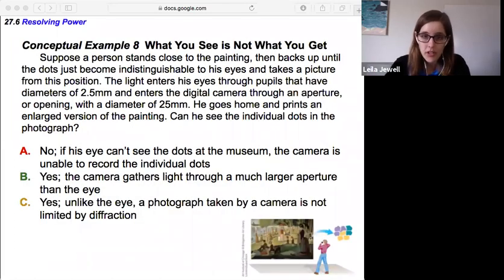Suppose a person stands close to the painting and then backs up until the dots just become indistinguishable to his eyes and takes a picture from this position. The light enters his eyes through pupils that have diameters of 2.5 millimeters and enters the digital camera through an aperture, or opening, with a diameter of 25 millimeters. He goes home and prints an enlarged version of the painting. Can he see the individual dots in the photograph? Option A, no. If his eyes can't see the dots at the museum, the camera is unable to record the individual dots. B, yes, the camera gathers light through a much larger aperture than the eye. Or C, yes, unlike the eye, a photograph taken by a camera is not limited by diffraction.